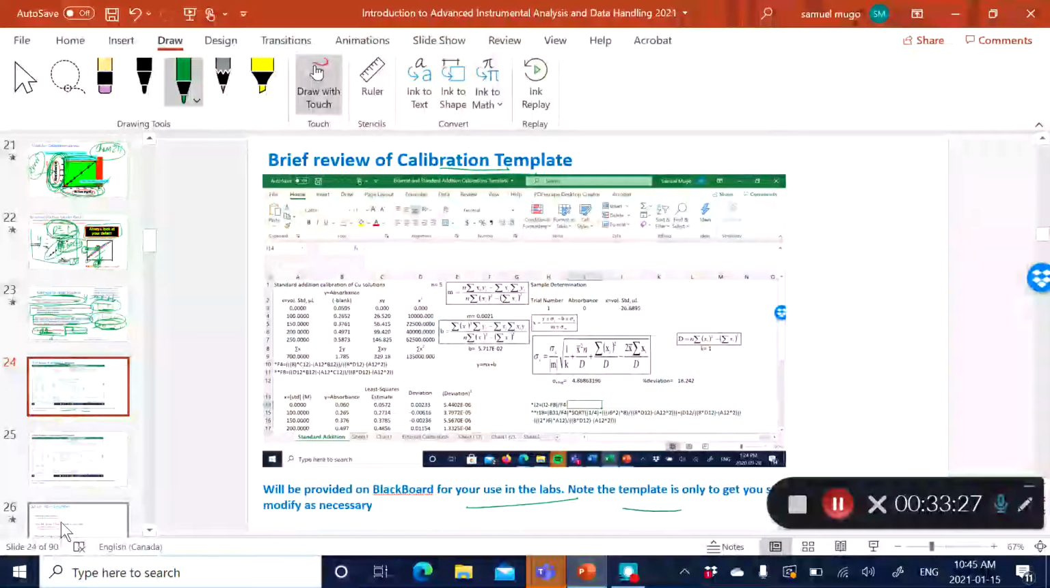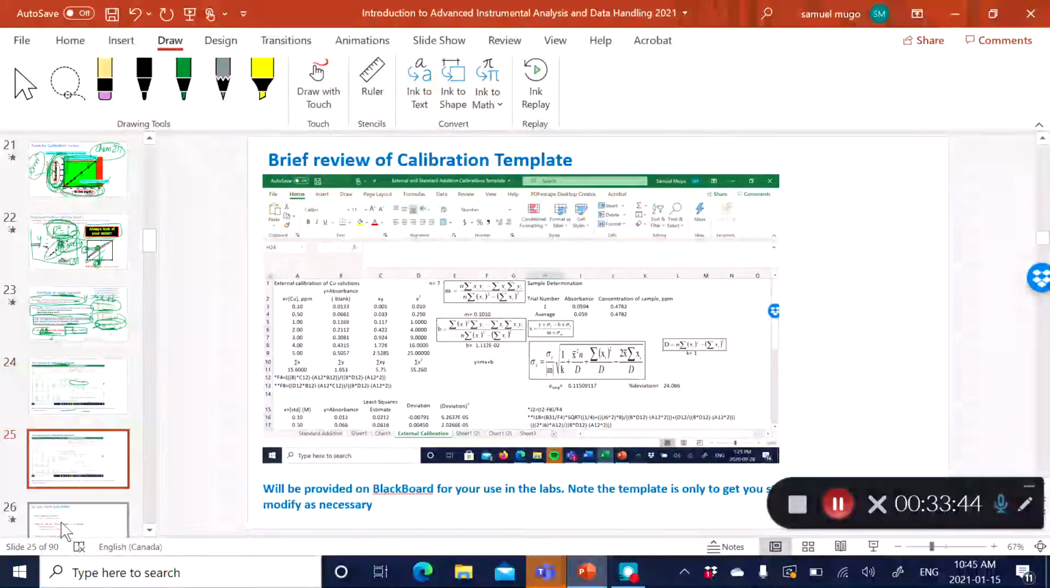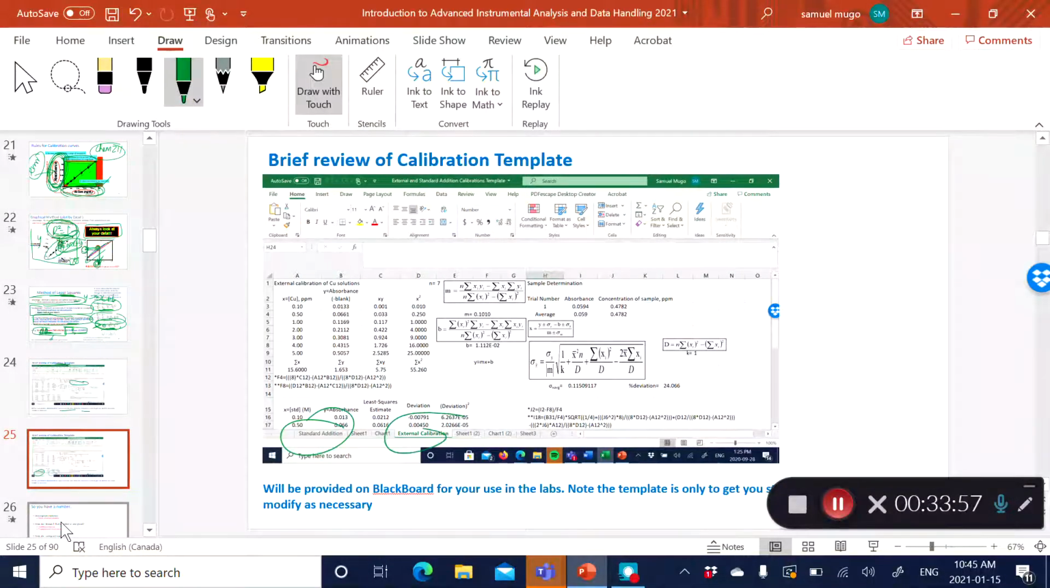So don't just punch in the numbers and take whatever it spits out as the answer. Make sure you actually know what's going on within the template, but hopefully it gives you a place to start if you're not very familiar with Excel, for example. Again, I'm going to talk about this later on: you can use it for different types of calibrations, which I'm going to talk about later on.